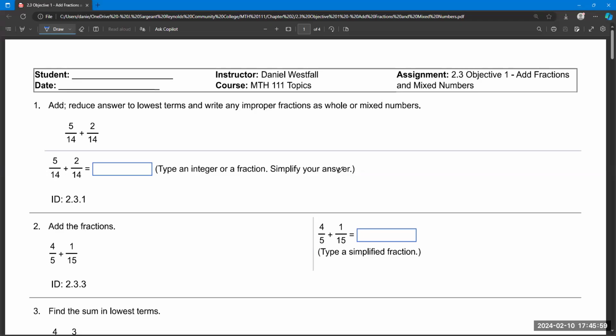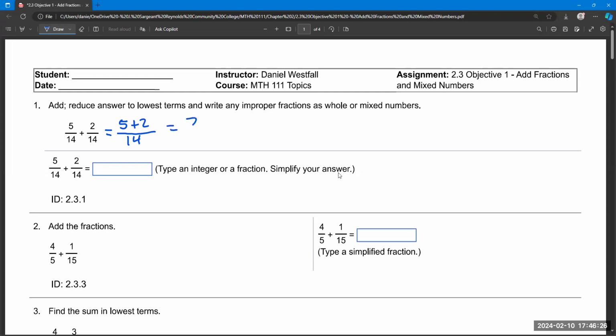In this video, we are going to talk about 2.3, Objective 1, add fractions and mixed numbers. So when we add fractions, we want to have a common denominator, like we have already in number 1. When we have that common denominator, we're going to put that common denominator in the bottom, and we're going to add or subtract the numerators.